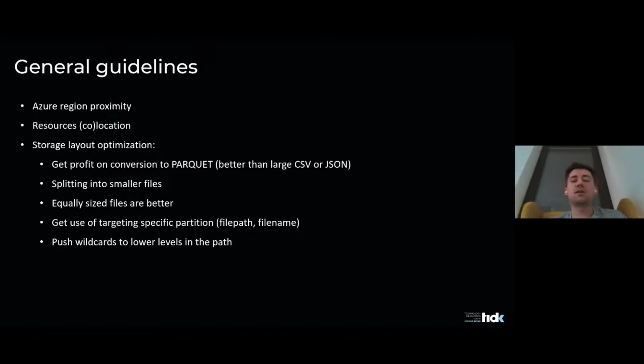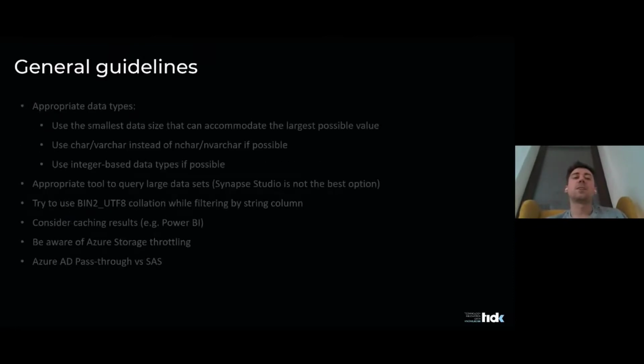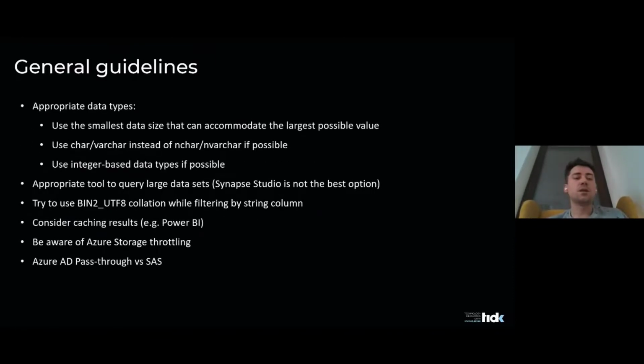Techniques of targeting specific partitions, so using file path and file name, are also important here. Push wildcards to lower levels in the path. If we can limit our data sets by using the exact value for a given wildcard, we should do so. We should not overuse the star definition because it has a very large impact on performance.